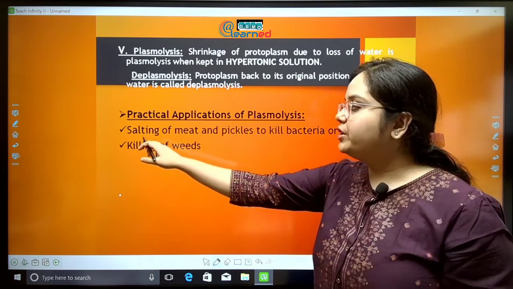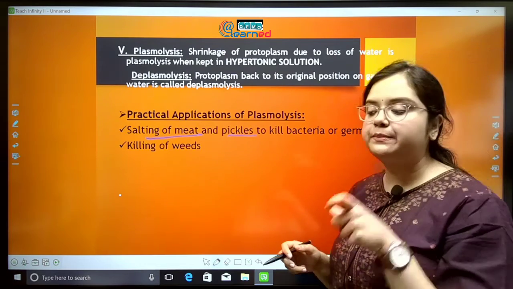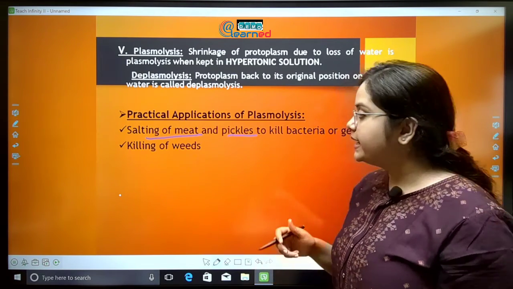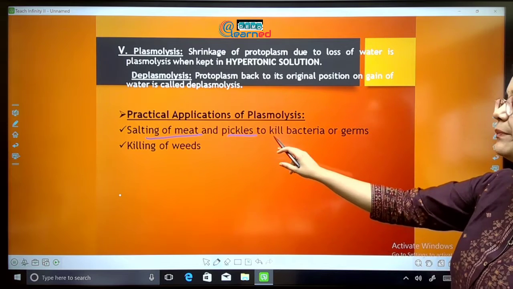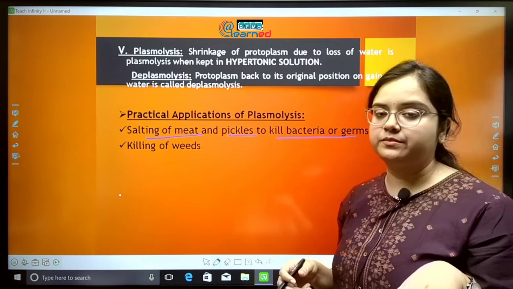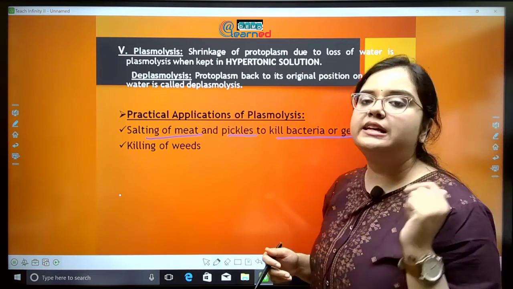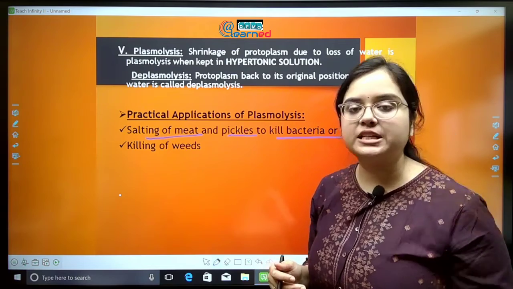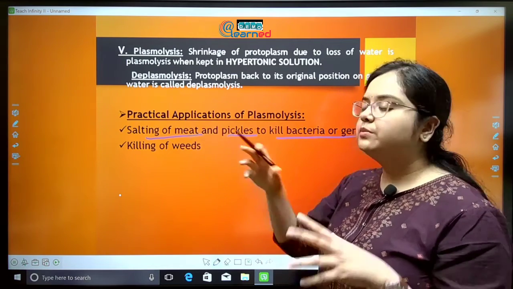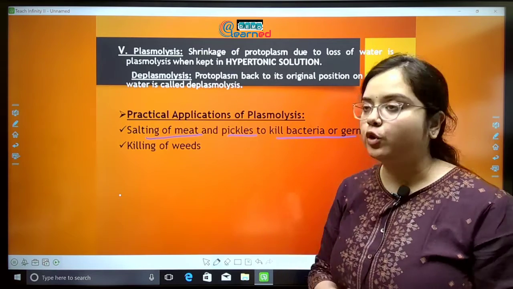Now, you might have seen that salting of meat or pickles is done to keep them preserved for a longer time. Why do we do that? We do that to kill the bacteria or the germs. So, basically you add salt, you plasmolyze the bacterial cells, and you prevent the meat, the vegetables, the pickles from getting rotten.